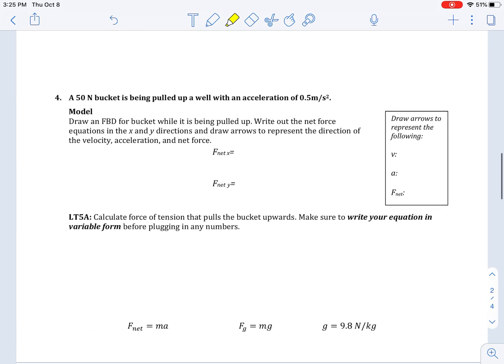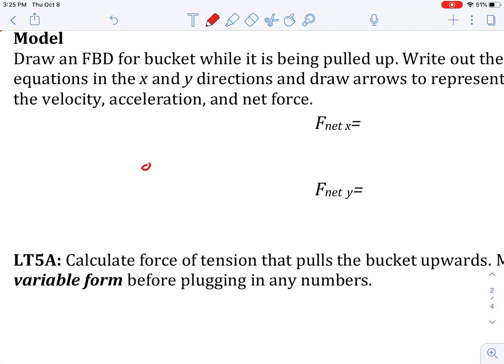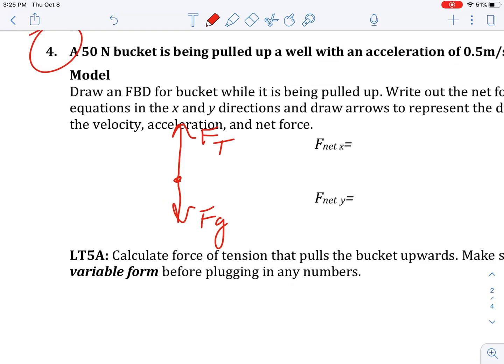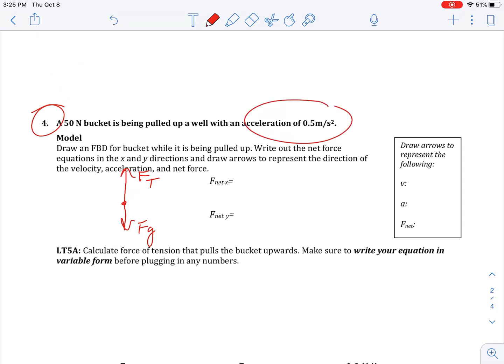Let's do it. Number 4. A 15 Newton bucket is being pulled up a well with an acceleration of 0.5 meters per second squared. Let's draw our free body diagram here. So we got force gravity down, and I'm going to make force tension bigger than force gravity because we know it is accelerating. We're told it's accelerating. And to accelerate, the forces must be unbalanced.